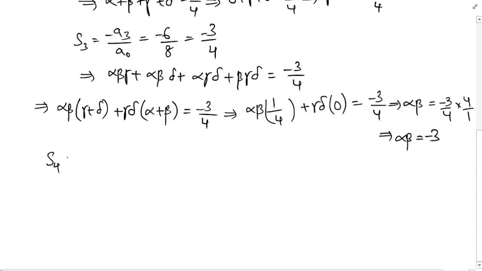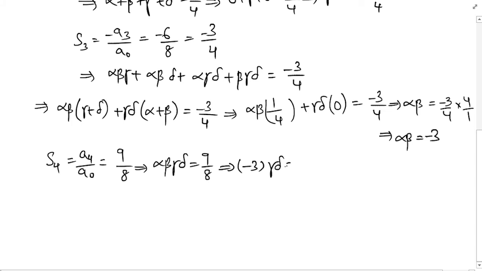So the other one, S4. Okay, we know that S4 is equal to A4 by A0. Okay, so here it is 9. Here A4 by A0, right? So it is 9 by 8. Okay, so that implies alpha beta gamma delta is equal to 9 by 8, which implies that minus 3 into gamma delta is equal to 9 by 8. That implies gamma delta is equal to minus 3 by 8.